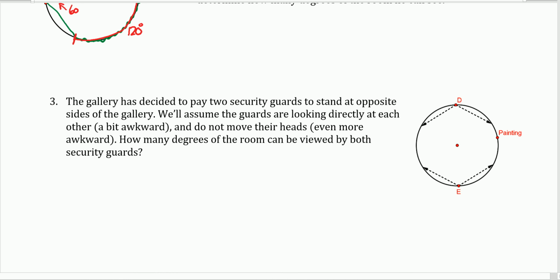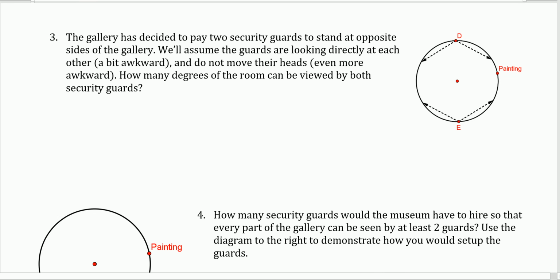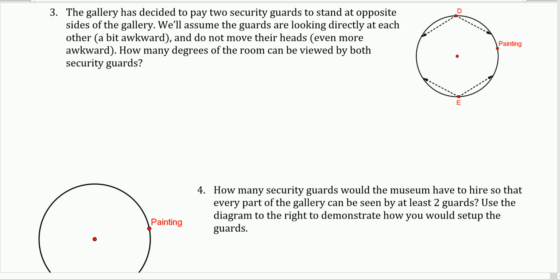Moving on to question number 3, we now have 2 security guards in an awkward stare down on opposite sides of the room. And the question asks how many degrees of the room can be viewed by both of the security guards. And the way I would approach this is by first asking how many degrees are only viewable by one person. And we know that security guard E cannot see anything in this range right here. This is technically behind his line of sight.